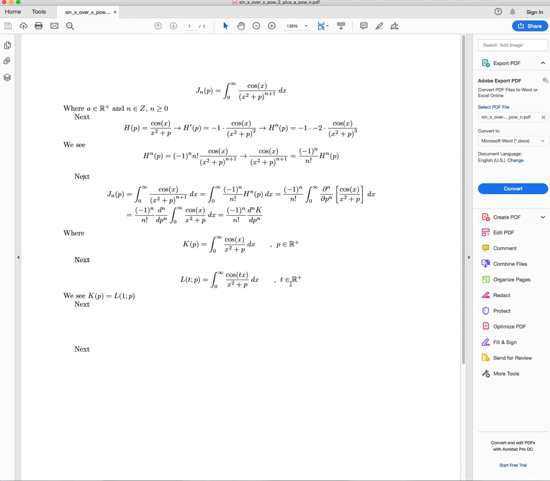So this restriction here doesn't even need to be there. t in this case can be both a positive and a negative value. It's just that it will always end up giving you the same value because it's an even function. So we can see here, as I've written, that K of p in this situation is just L of t comma p when t is evaluated at 1.